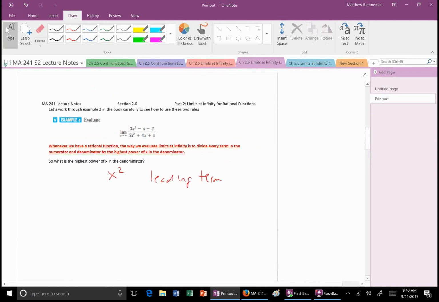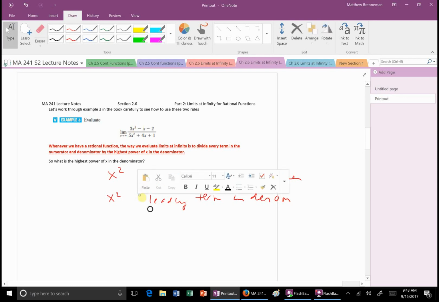And I'm going to do the same thing in the denominator. So this is the leading term in the numerator, and also x squared is the leading term in the denominator. Right here. Right here. And it just happens that both are squares.